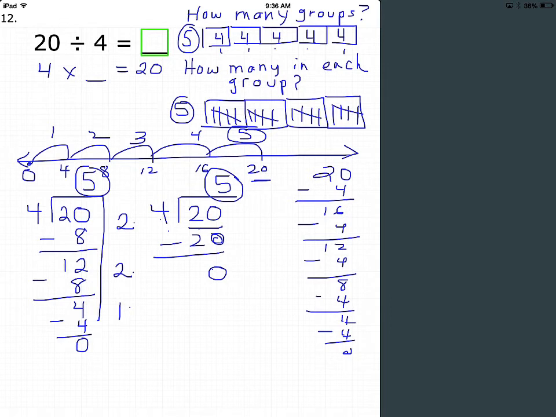Remember, the important thing about division is that you are separating things into equal groups to find how many groups or how many are in each group. It's repeated subtraction, and whatever strategy you use for your computation, the answer to this problem, 20 divided by 4, is 5.